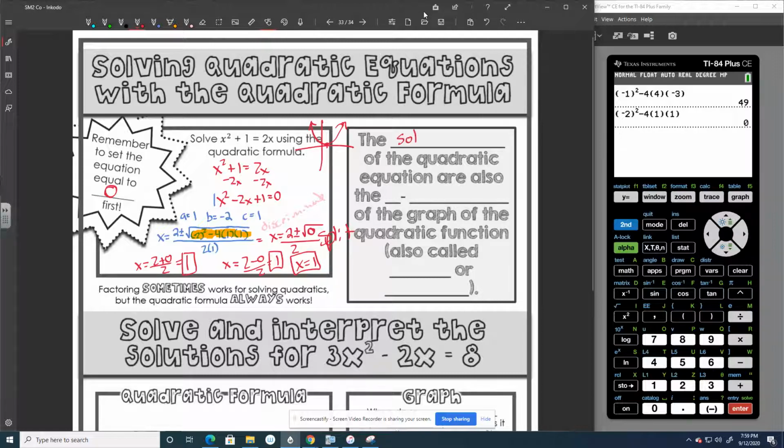Remember that the solutions of the quadratic equation, which is what we just found, are also the x-intercepts, and we just looked at that on the graph. We sometimes call those either roots or zeros, okay? These are 4 different words that all mean the same thing. What are the roots? What are the solutions? What's the x-intercept? What's the zeros? All of those mean the exact same thing, okay?